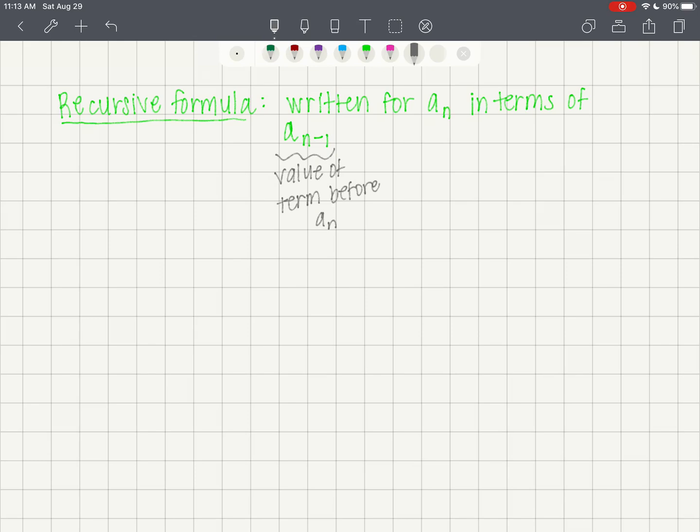So if n is 8, n minus 1 is 7. So if I'm looking for the value of the 8th term, if I'm looking for a sub 8, I'm going to need to know a sub 7. And then of course you're going to do something to that previous term, maybe add 3 to it, maybe multiply it by 2, maybe multiply it by a negative.